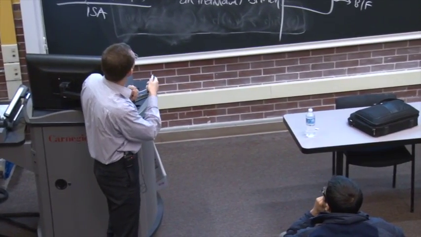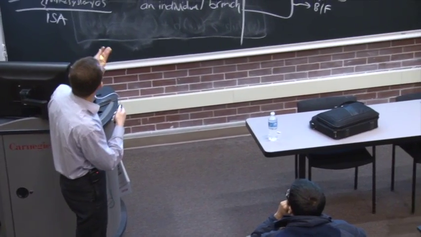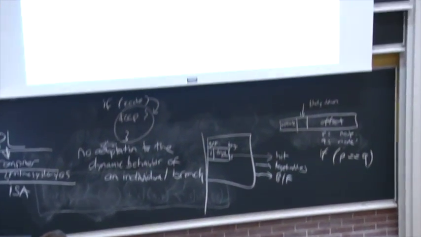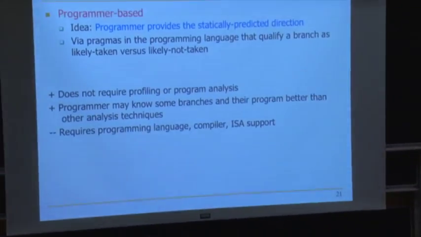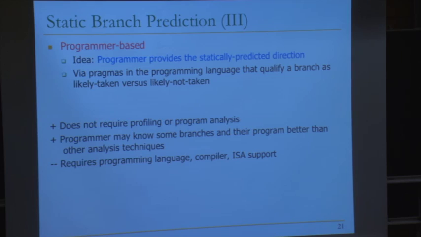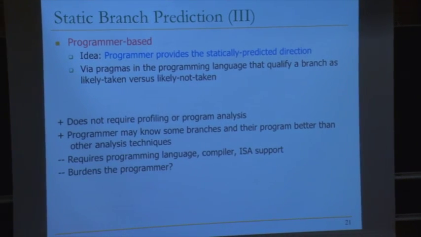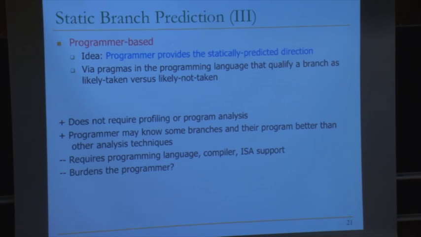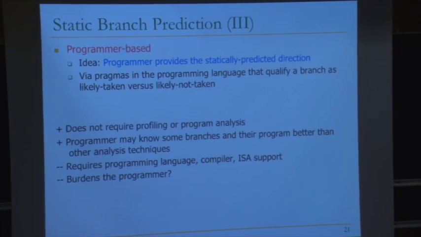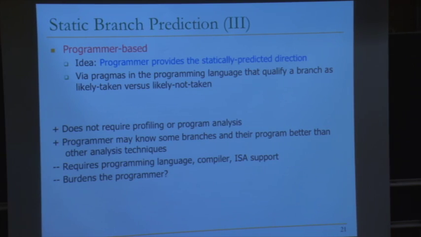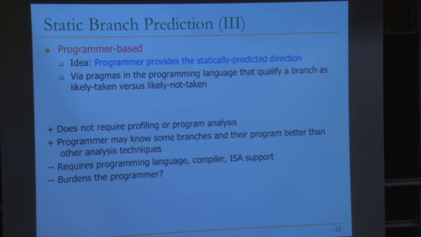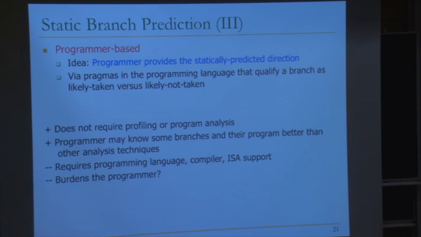Expert programmers may have that information if they know where their program is being used. Of course, this may not be true, and that's the downside also. So what is the downside? It obviously requires programming language, compiler, and ISA support, the entire toolchain across the hierarchy. And it perhaps burdens the programmer. Well, the good thing is you don't require the programmer to do this. That's why it's a pragma, it's a hint. The programmer doesn't need to do it. But if this is the only thing you rely on for your static branch prediction, it does burden the programmer probably.